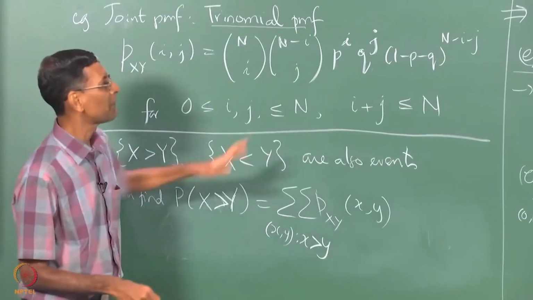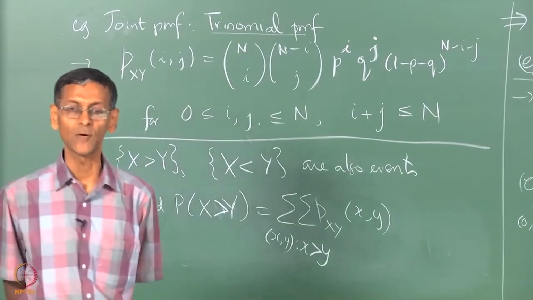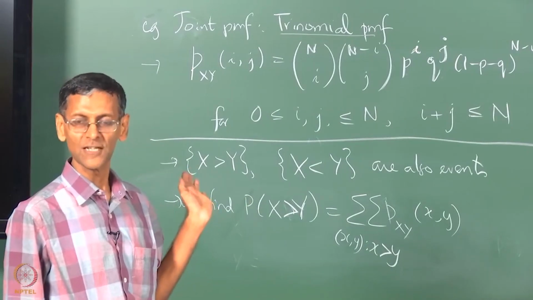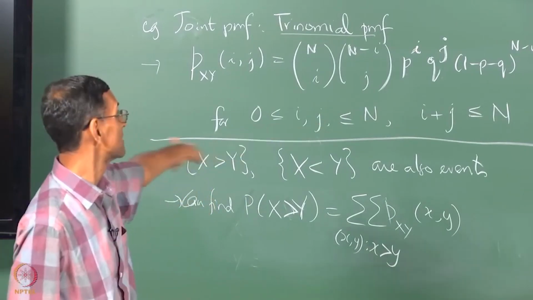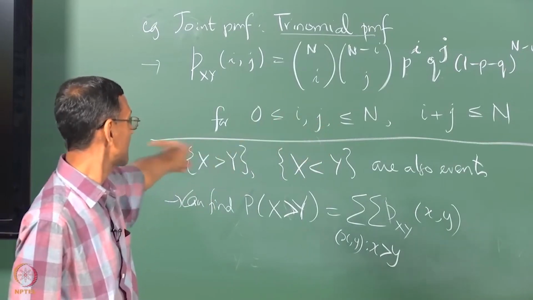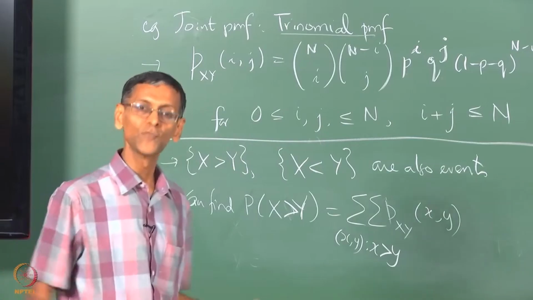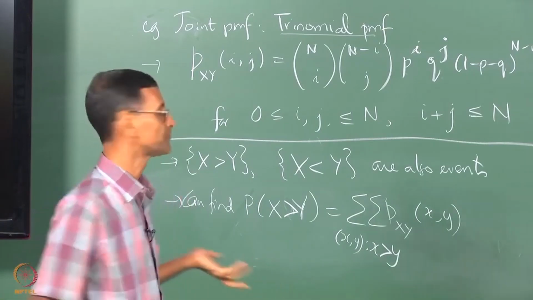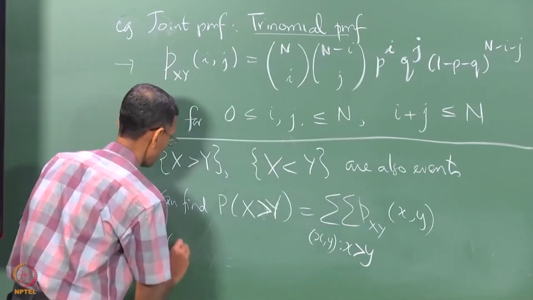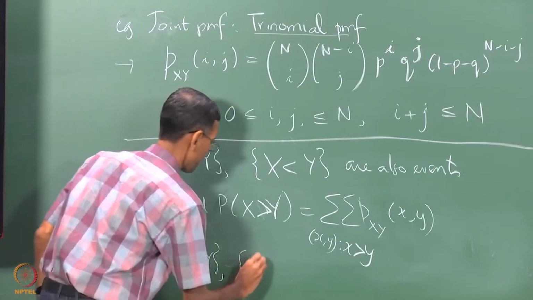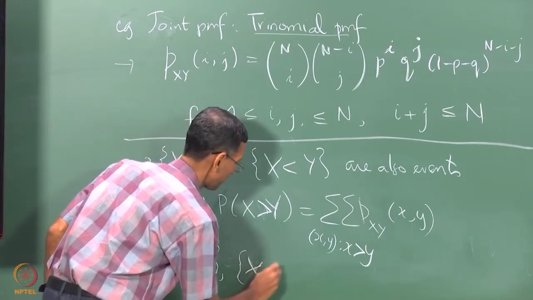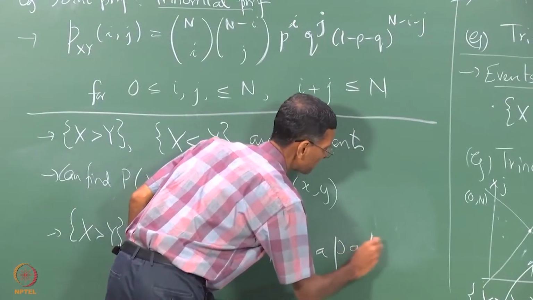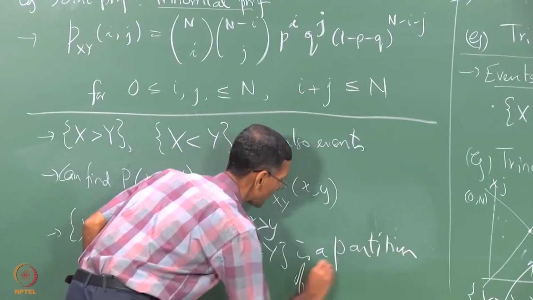But what is the partition now? I have a partition of the xy space. What is that partition, from sitting here? There is a three-way partition sitting right in front of me. What is the three-way partition? These three events, x equal to y, x greater than y, x less than y, form a partition. The sum of those three probabilities must equal 1, and they are exclusive. Only one can happen at any time. x less than y, x equal to y, x greater than y is a partition of omega xy.